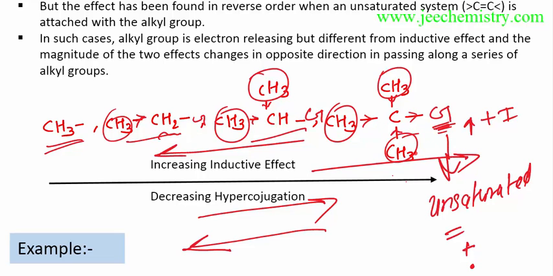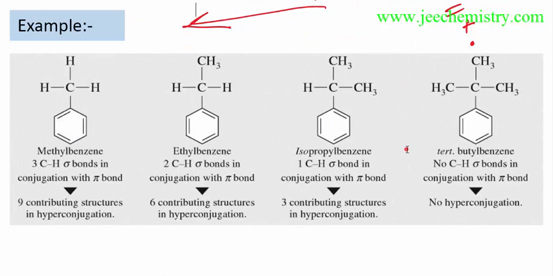I'll explain this a little with one example. This carbon is providing the I effect and hyperconjugation. For this instance, let's not think about hyperconjugation. We should only focus on the inductive effect. This will provide 1 inductive effect, this will provide 2 inductive effect, this will provide 3 inductive effect.